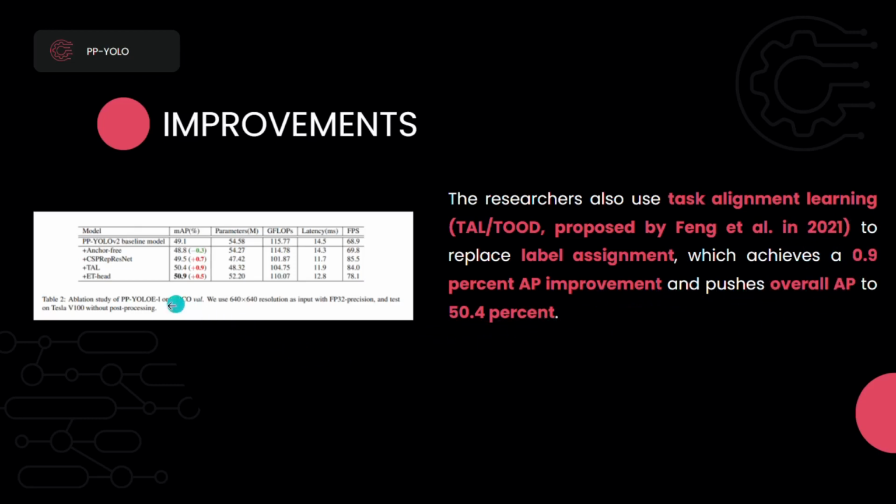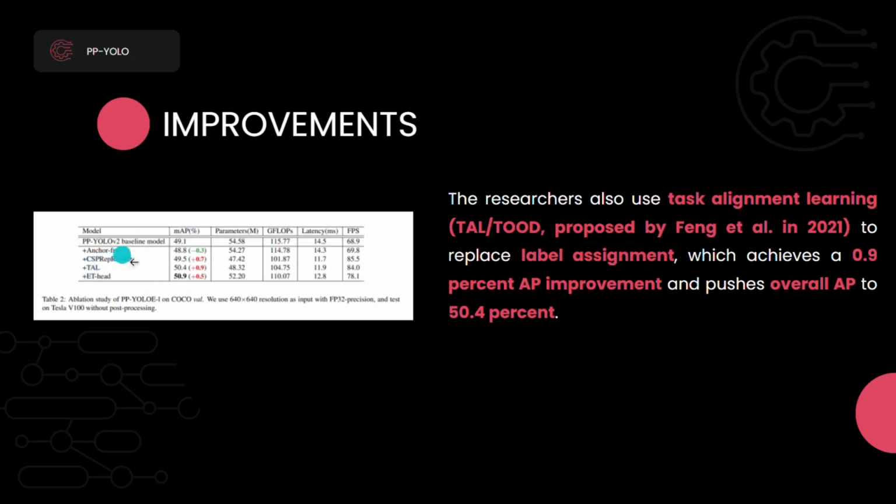50.4%. So as you can see from the figure on the left side, we have the PP-YOLOv2 baseline model, and here we have the mean average precision on the second column, the number of parameters, the G-flops, latency, and frames per second. As you can see, the baseline model has a mean average precision of 49.1%.